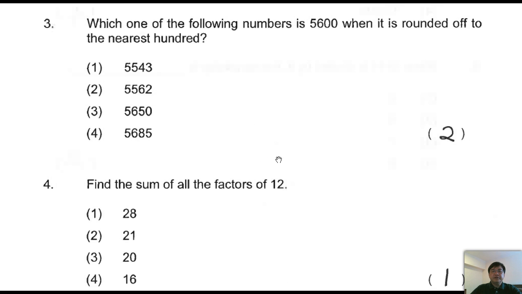Number three, which of the following numbers is 560 when rounded off to the nearest hundreds? Right, for this case I will help you a little to understand. We have the number 5600 here. Now, nearest 100, what you need to do first is draw a line here. The lower 100 is 5500. The next, upper 100 is 5700.